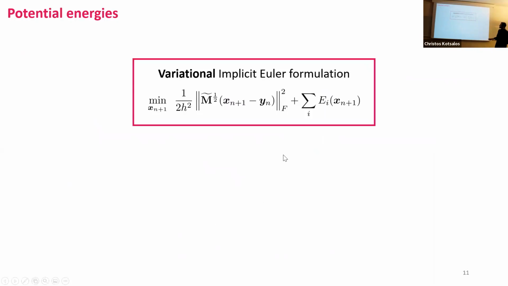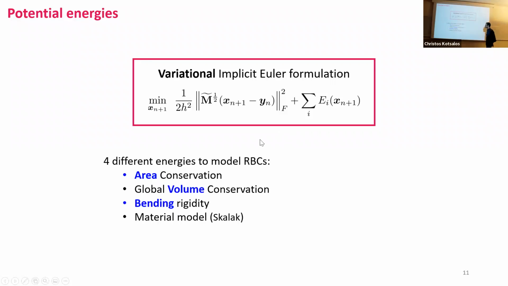And so here we have our cost function. In order now to simulate a red blood cell or a platelet or any other deformable blood cell, we need 4 different kinds of energies: the area conservation energy, the global volume conservation, the bending rigidity, and the material model. So now I observed that these three energies over here, they have a special structure. And I'm going to use this special structure in order to speed up the convergence of this optimization problem. So let me talk now about these three energies and about this special structure.